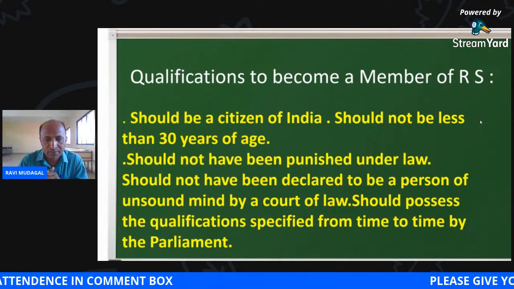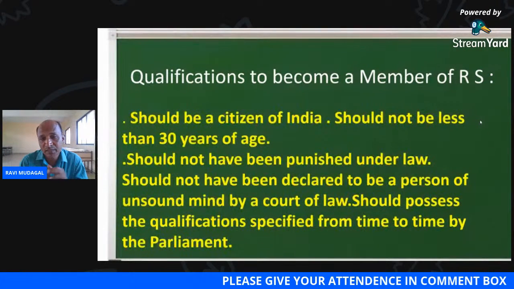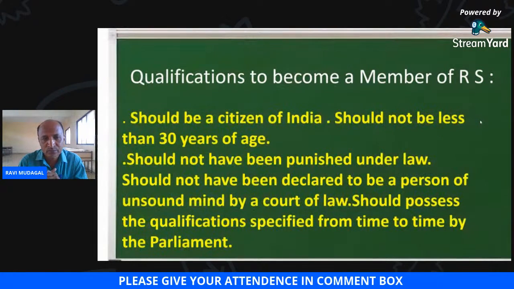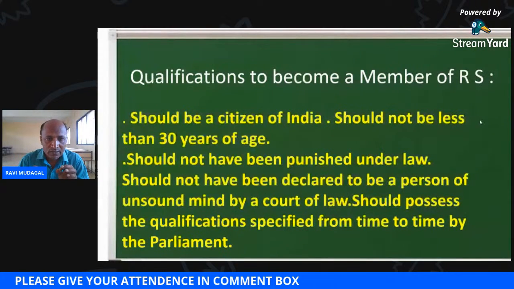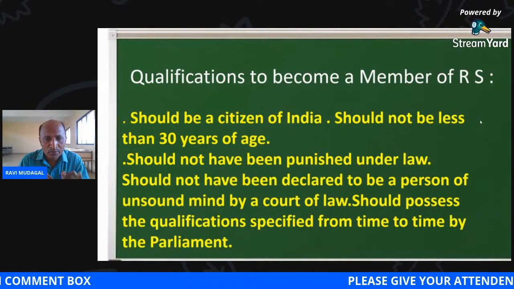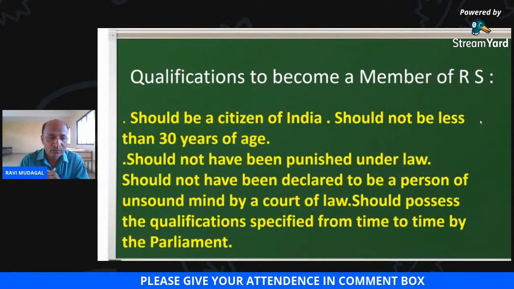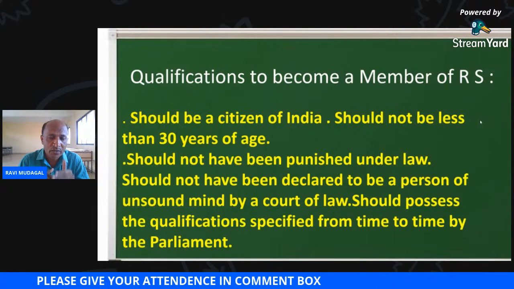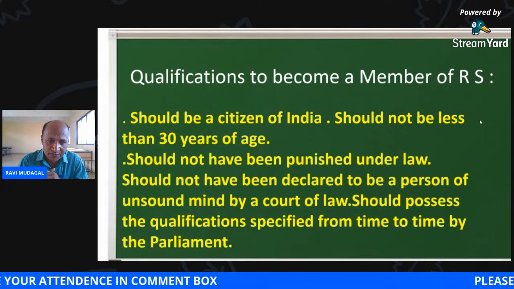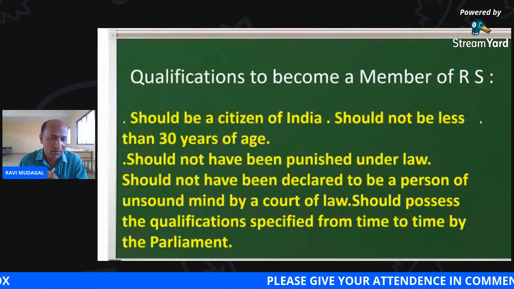The second qualification is should not be less than 30 years of age. One should not be below 30 years of age. One should have attained 30 years of age. So he is eligible to become a member of Rajya Sabha.